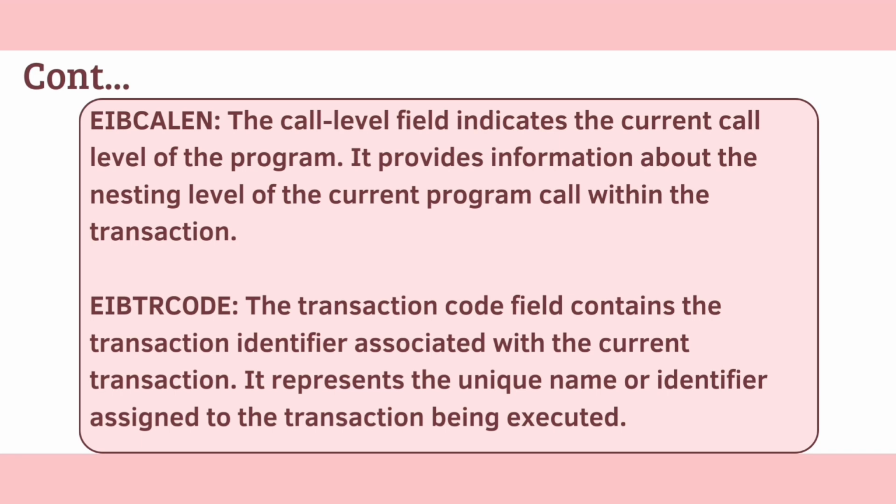Next is EIB TR code. The transaction code field contains the transaction identifier associated with the current transaction. It represents the unique name or identifier assigned to the transaction being executed.